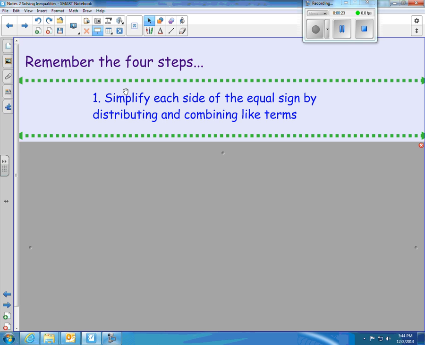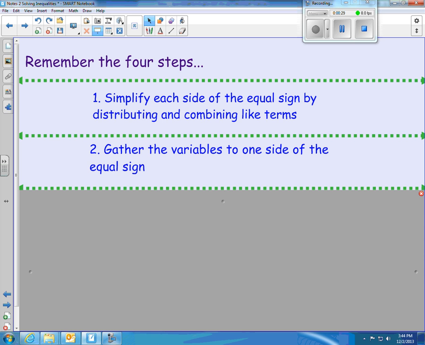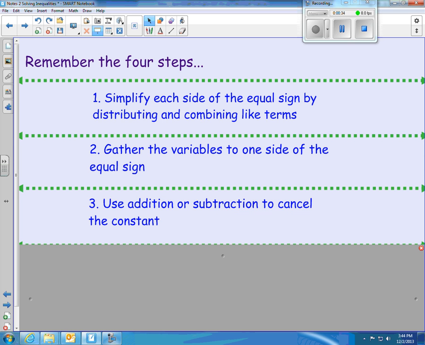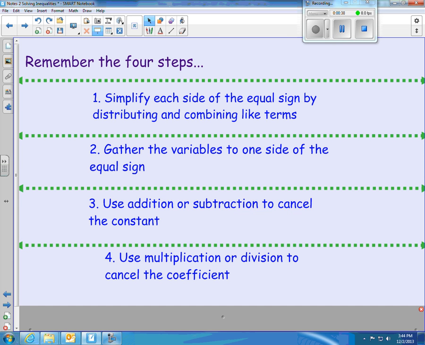The first step talks about simplify by distributing and combining like terms. Step 2 talks about gathering the variables to one side of the equal sign. Step 3, use addition or subtraction to cancel the constant. And step 4, use multiplication or division to cancel the coefficient. Pause the video if you need to get those jotted down.